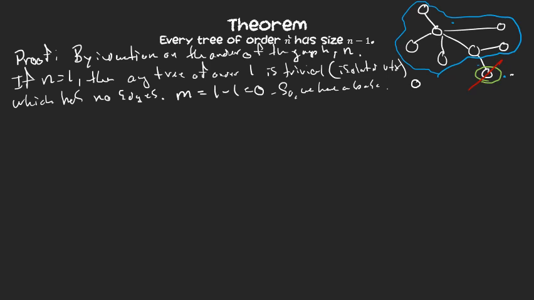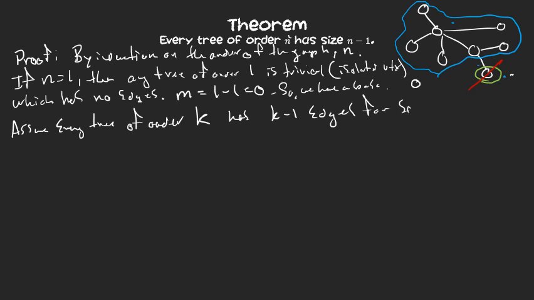And so what we'll assume is that every tree of order k has k minus 1 edges for some k greater than or equal to 2, since we got rid of the trivial case. And so what we'll do is give ourselves an arbitrary tree of order k plus 1. Let T be a tree of order k plus 1.